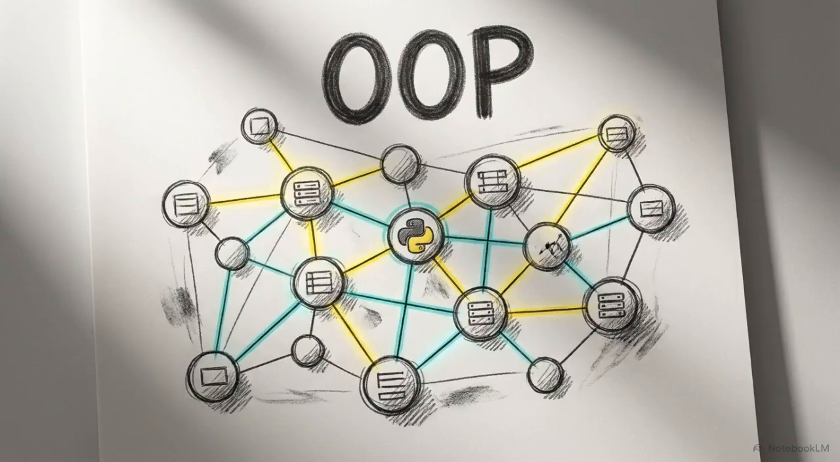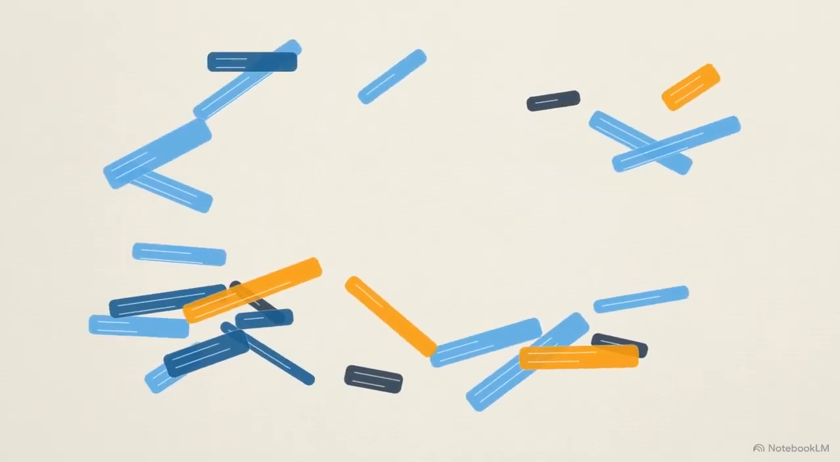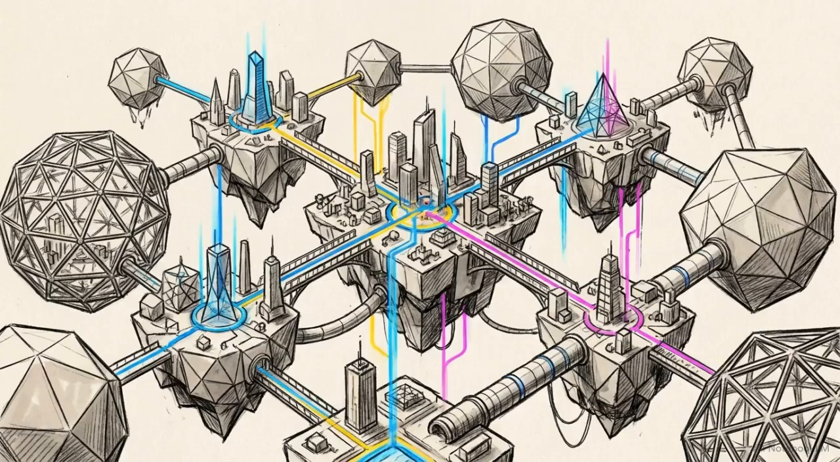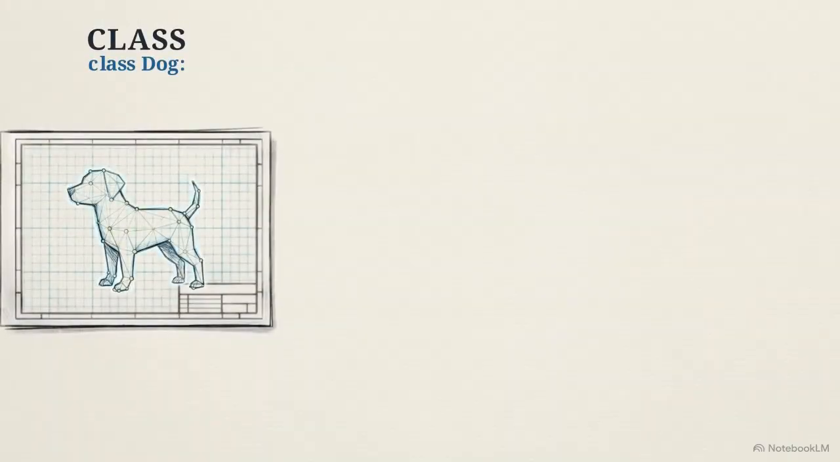To manage that scale, programmers use a system called object-oriented programming. It is a way of organizing code so that it mimics how things work in the real world. This approach stops developers from having to rewrite the same basic instructions over and over, making it possible to build massive, living digital worlds. A developer first creates a class, a master blueprint describing a dog.